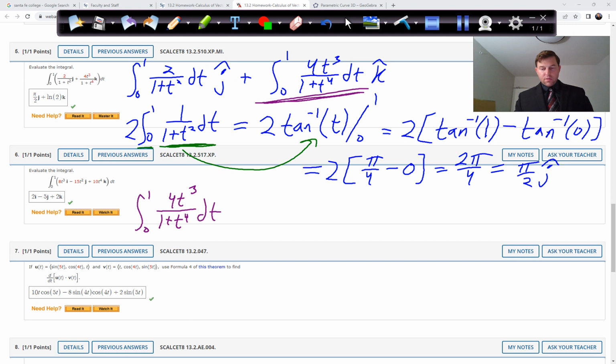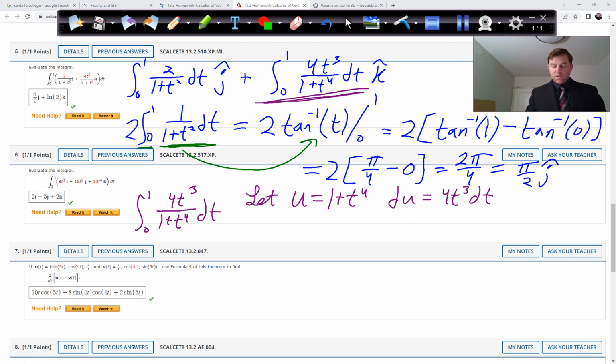Okay, this we have to use something called u substitution. So you might recognize that the derivative of t to the 4th is 4t to the 3rd. So if you see a derivative of a function in the same antiderivative, then you're basically guaranteed to be able to use u substitution. So we're going to let u equal 1 plus t to the 4th. Then the derivative of that function would be 4t to the 3rd times dt.